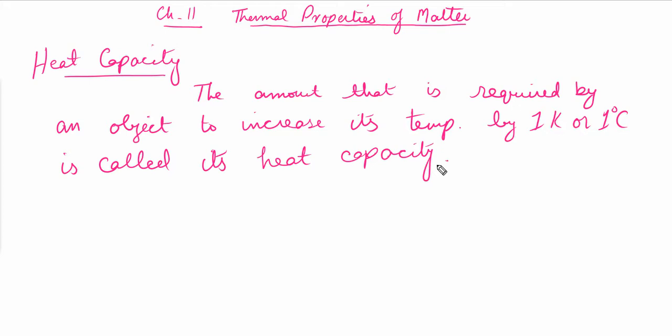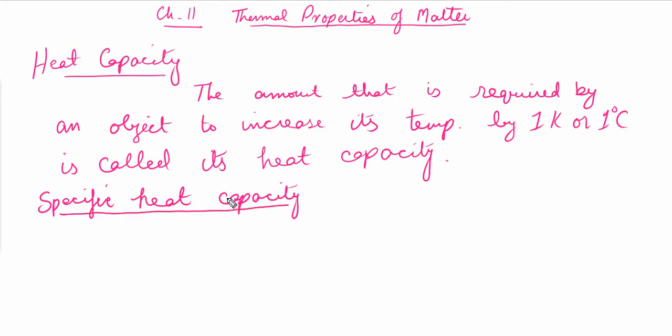Now we will discuss the specific heat capacity. So there is a slight change in the definition between the heat capacity and the specific heat capacity. So just see it, I'll write with a different color. So specific heat capacity is basically the amount of heat. I just forgot to write heat here. The amount of heat.